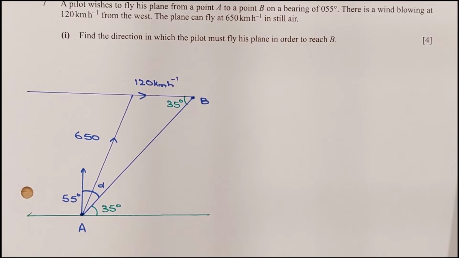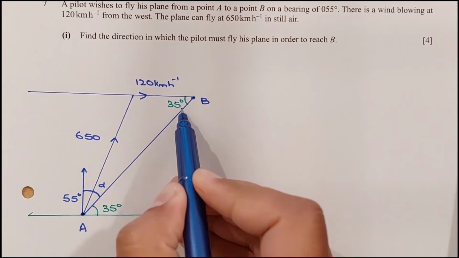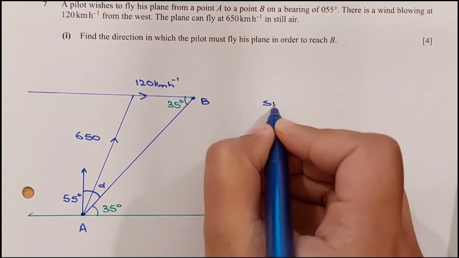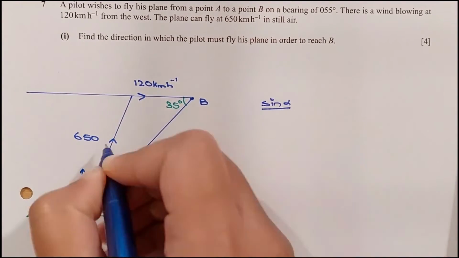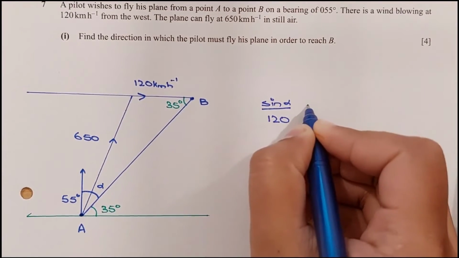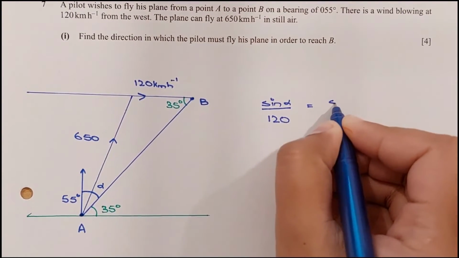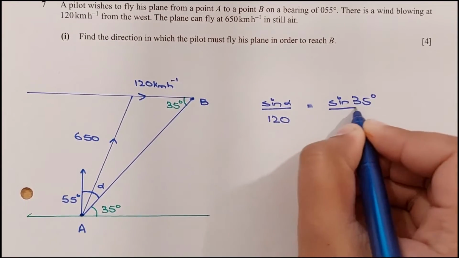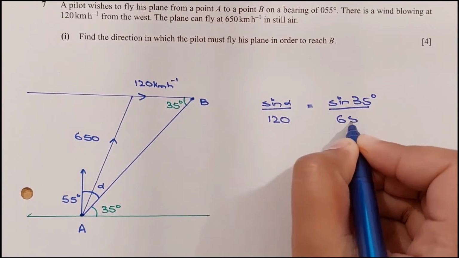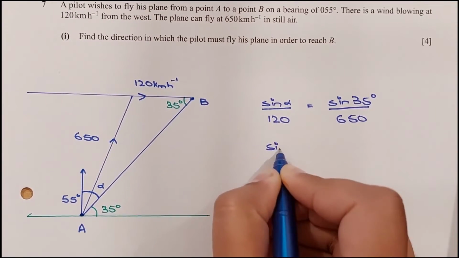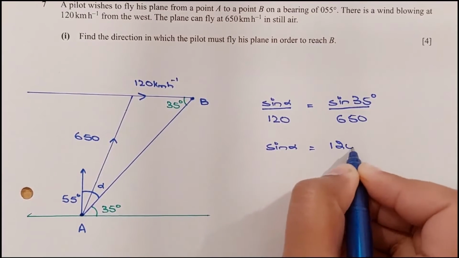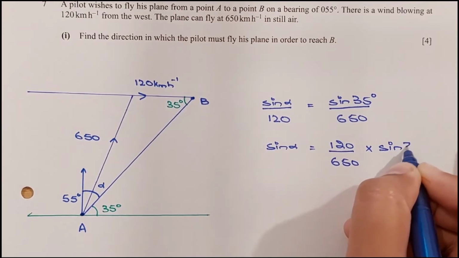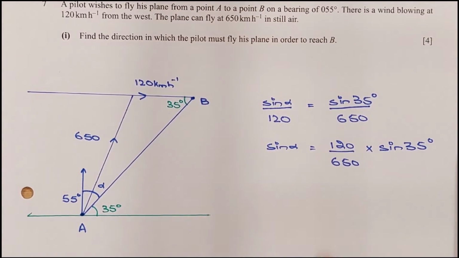Now to get this angle alpha, we have the angle B and the side B, the alpha and the side A, right? So we can say sine alpha over the front side of the angle, 120, equals sine of angle B, that is beta, 35 degrees, over the front side of B, which is 650. Let me solve for sine alpha. Sine alpha is 120 divided by 650 times sine 35 degrees. And to get alpha, we do sine inverse.